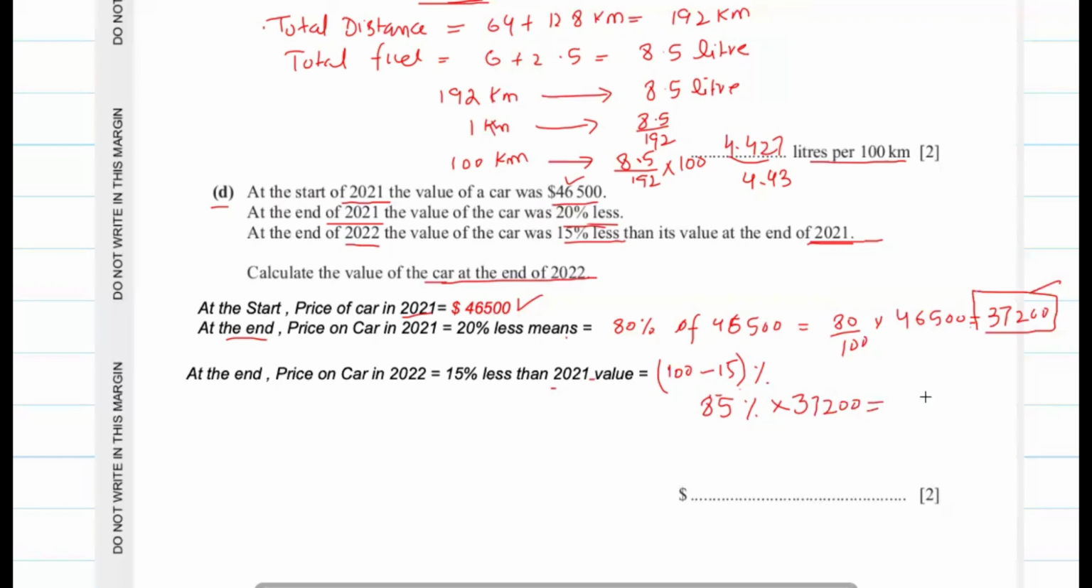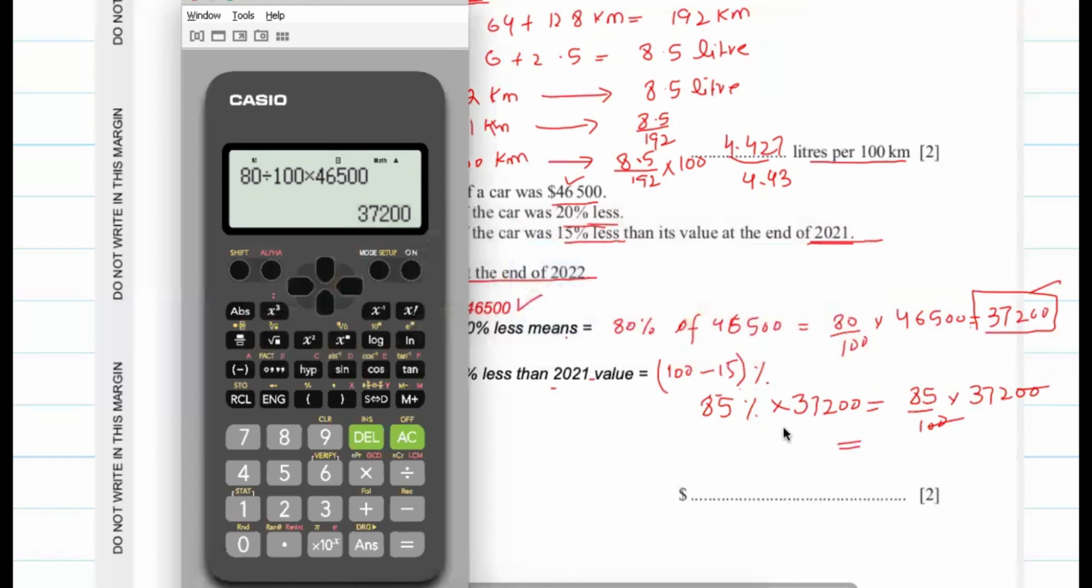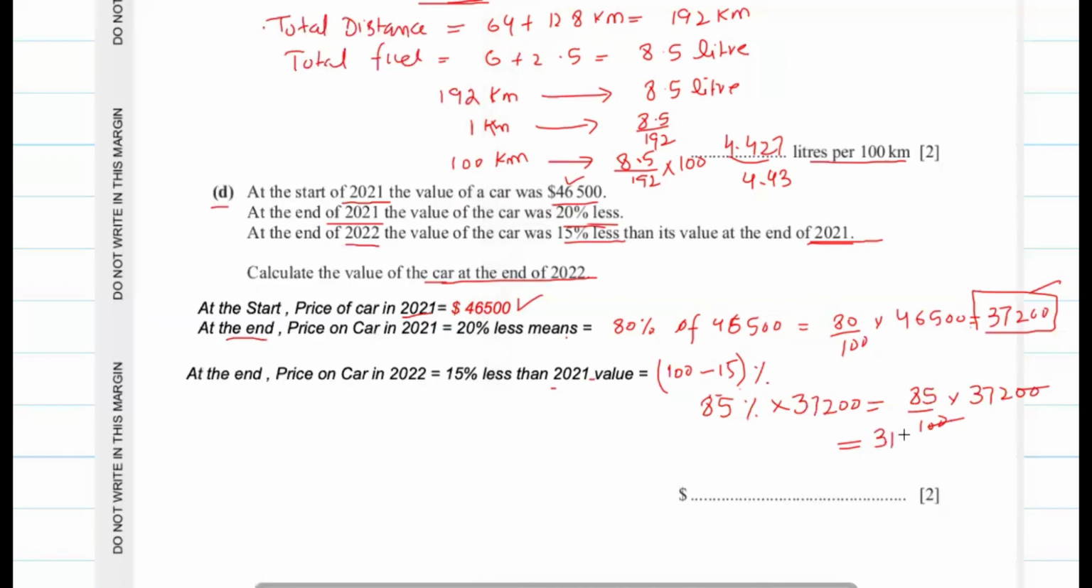37,200. This will be equal to 85 over 100 multiplied by 37,200, and 100 will be cancelled. We can calculate this value: 85 multiplied by 372. This will be equal to 31,620. And this value is the value of the car at the end of 2022. And this is the answer. We move to the next question.